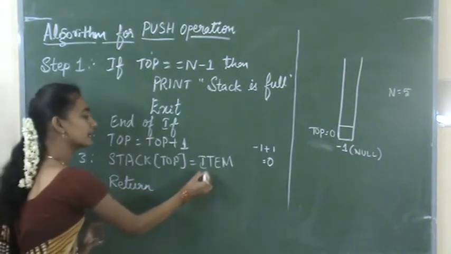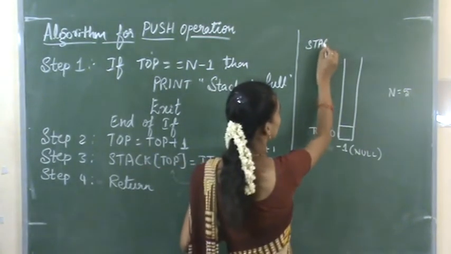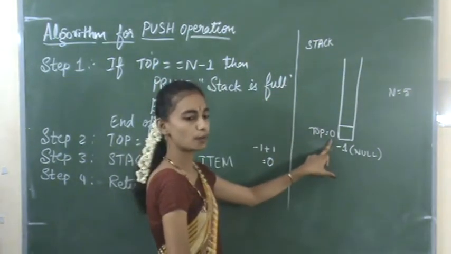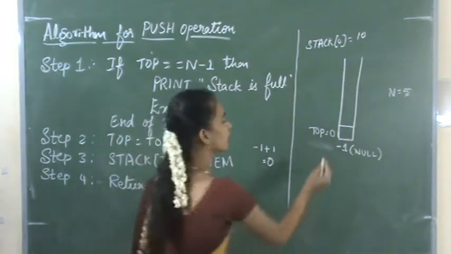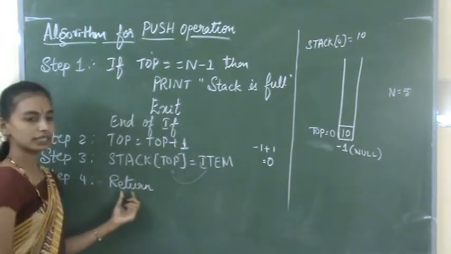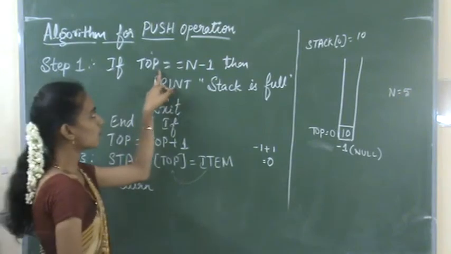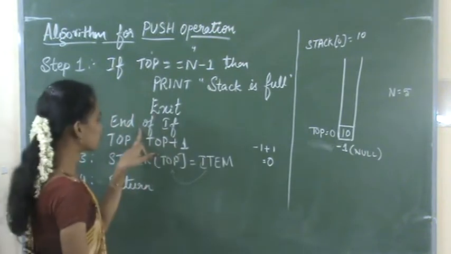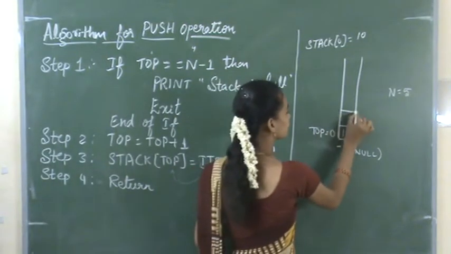After that we assign an item into stack of top. Consider this as a variable stack. Stack of top means, what is the value of top? Top is 0. So stack of 0 is assigned the value 10. I insert the value 10 at position 0. Now again this will be repeated. The top value is 0. Is 0 equal to 4? No, so it comes out of the if condition. Increment the top value, and now top becomes 1.